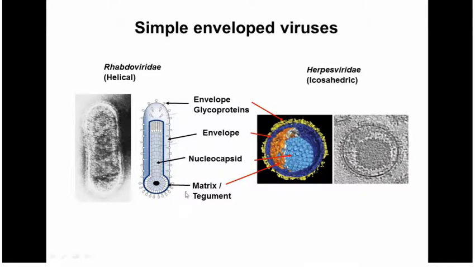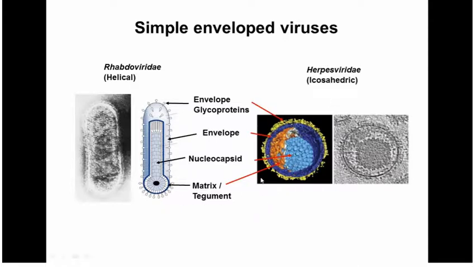And in many cases, but not all, you'll have proteins in between the nucleocapsid and the envelope. So for rhabdoviruses, these are called the matrix proteins. For herpes viruses, they're called the tegument proteins. The matrix proteins, their function is often just to maintain the physical integrity of the particle. It's kind of like glue fixing the nucleocapsid to the envelope. They're also involved in formation of these particles as they bud from the host cell membranes.